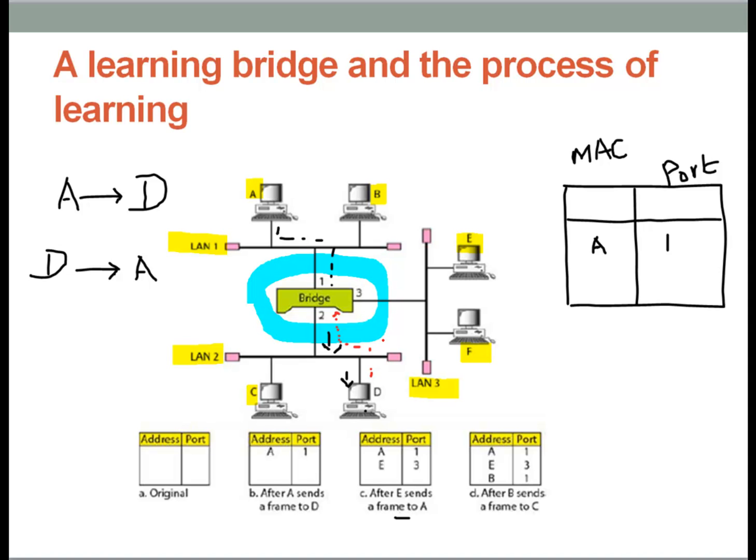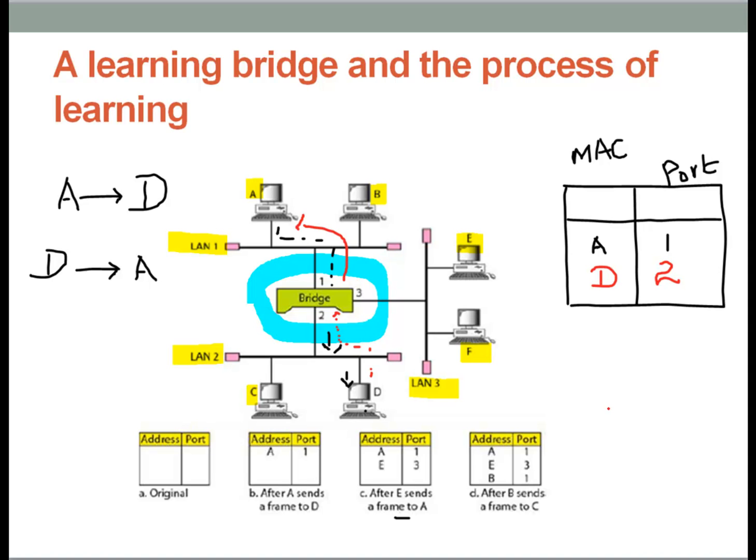Now the bridge understands that D, the name of the system or MAC address, is connected on port number 2. It is available on port number 2, so it is going to update the table. Then the data will be given to A. So this is how your bridge is going to learn.